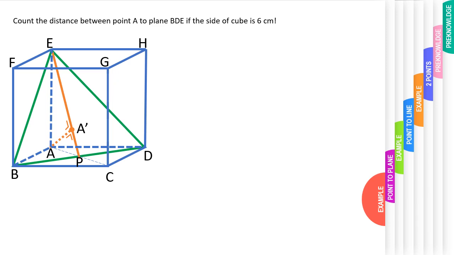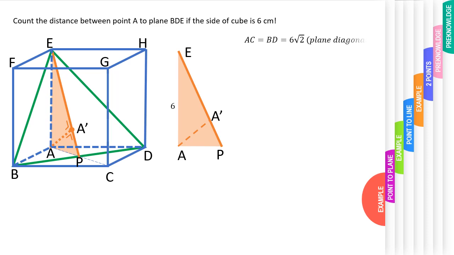We have to connect point A to line EP, which the projection of A can be called as A-axis. A-axis is perpendicular to EP. Let's imagine a triangle to make it easier to do. We have triangle APE. Let's move to make it easier to understand. It is triangle ABE. First, we know that AE is the side of cube, so it is 6 cm. Then AC is equal to BD, which is 6 times square root of 2, because it is plane diagonal. AP is half of AC, which is equal to 3 times square root of 2.